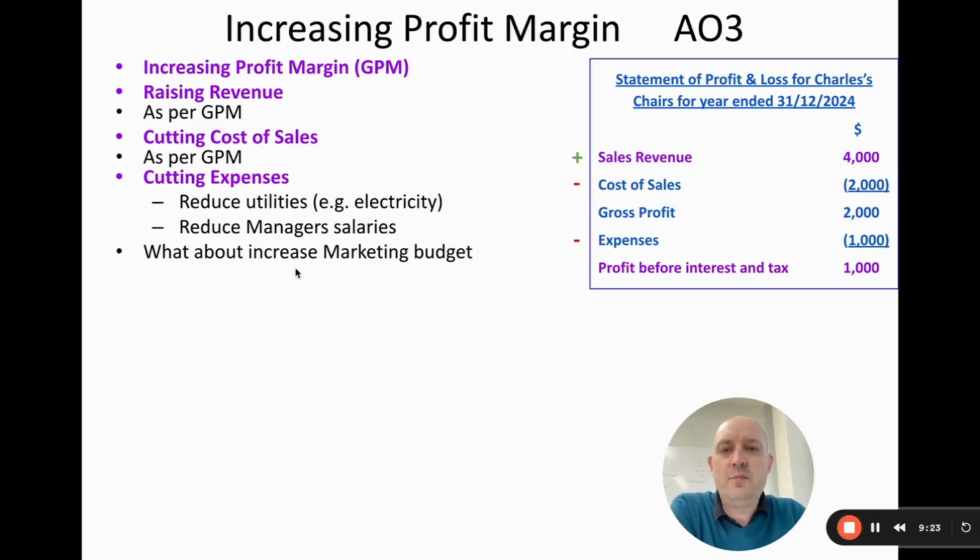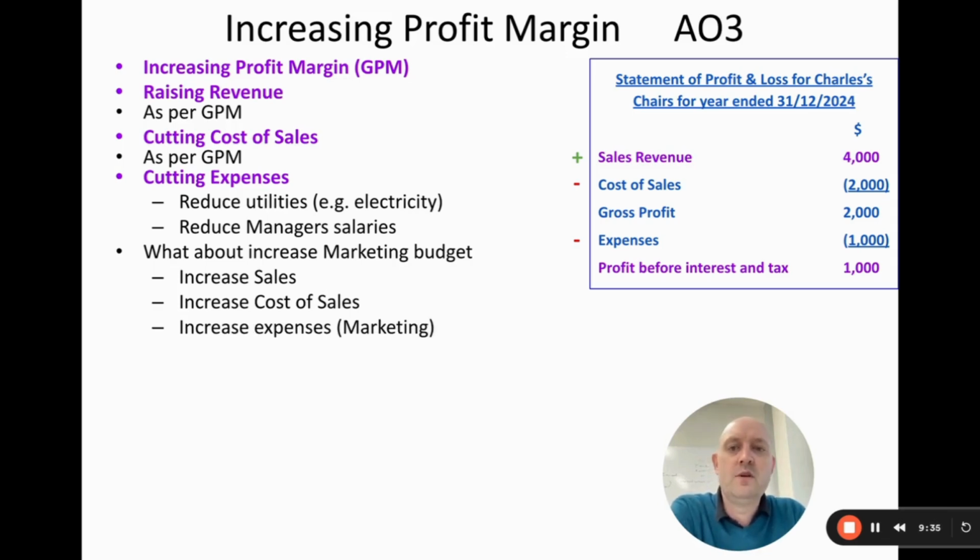One other thing would be, what about if we increase the marketing budget? If we increase the marketing budget, it's going to increase expenses, but it will increase sales. It will increase cost of sales because we're going to be producing more because we sell more, and also increase expenses because of the marketing. So the overall effect is actually very difficult to know because it depends on how much these actually change over time.